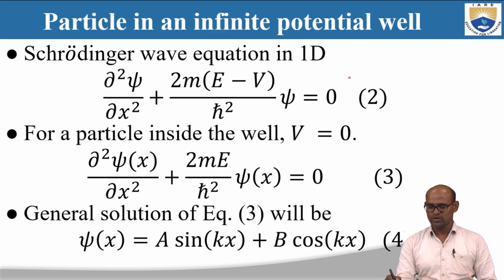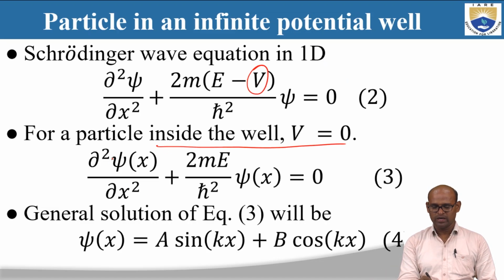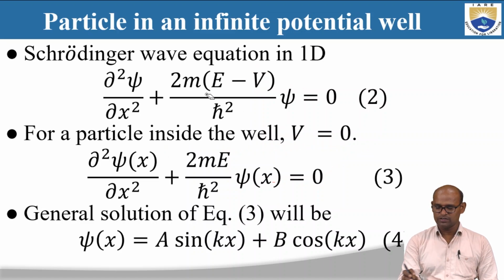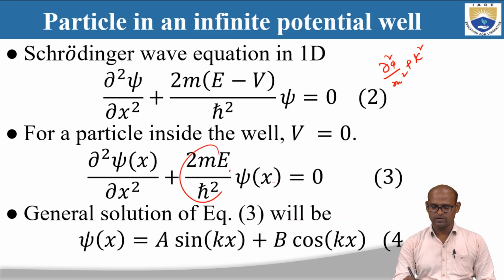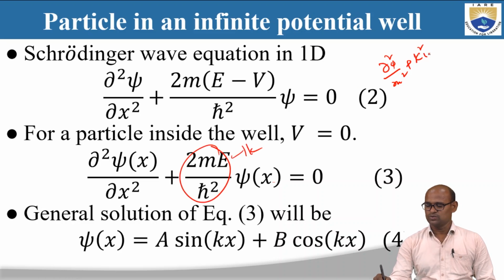So this is the Schrodinger wave equation in 1 dimension. Inside the well, we know that potential is 0. So when we substitute 0 in this equation, we get ∂²ψ/∂x² plus 2mE/ħ² ψ is equal to 0. When you solve this second order differential equation, if I define 2mE/ħ² as k², then (D² plus k²)ψ is equal to 0, D² is equal to minus k², or D is equal to plus or minus ik.